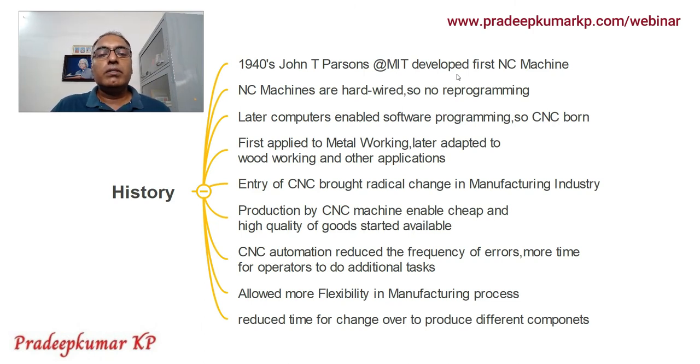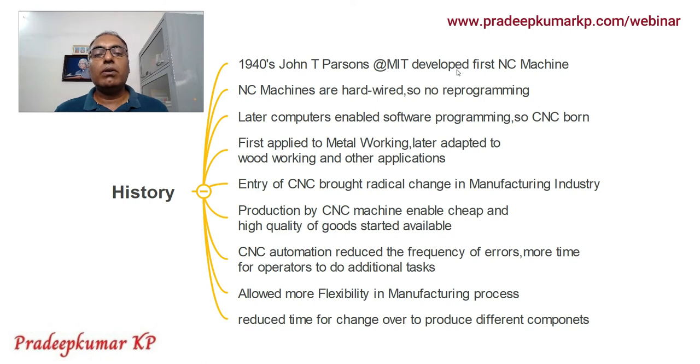In history terms, the NC machine itself was first developed in 1940 by John T. Parsons at MIT, who developed the first NC machine, that is the numerical control machine, where you don't have the computer. The computer came later, so it becomes CNC. So in an NC machine what was there? It is a hardwired thing. So whatever programming we give, it will be done in the hardware of the machine. The program is embedded, or you will use external devices like cards, where you can punch the cards and it will read the punched cards like that. So it's hardwired programming only.